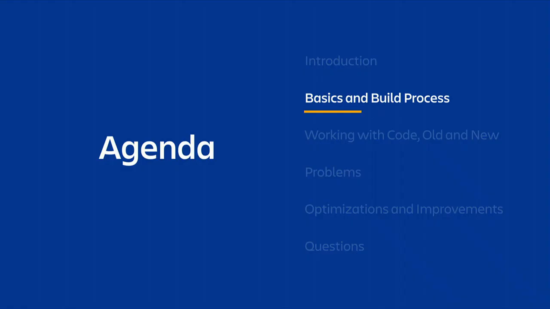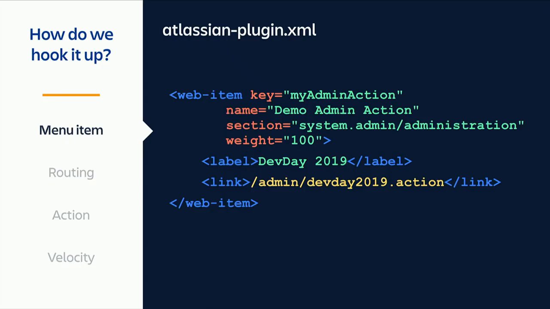Let's talk about next, what's the build process? How do we move on? How do we hook it all up? To render a single standalone page on Confluence with React components, we need all of the following.